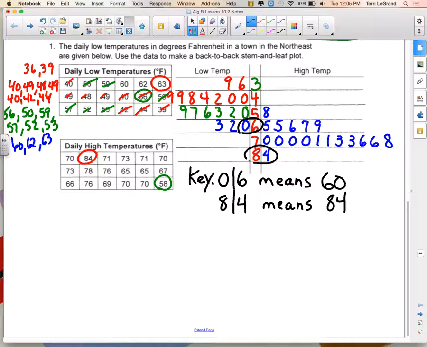Anybody remember any other things about this? Mean and range, and what was that one you said, Malcolm? Maximum, minimum. Yeah, all those things we know.